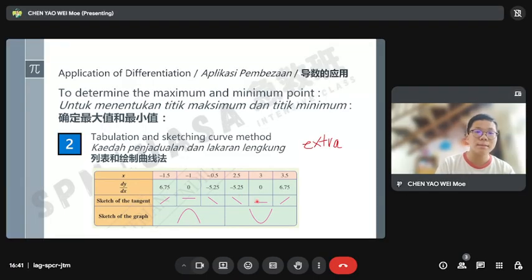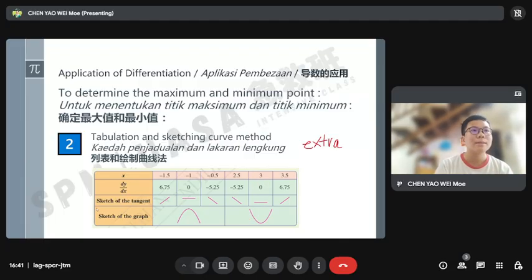Now this is also the same thing. Find the closest number, and then larger and then lesser, and just do the same steps like this, and you get this one. This one we call a maximum point. This one we call a minimum point.